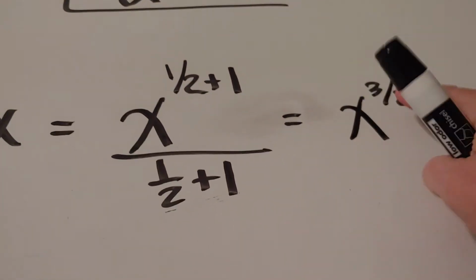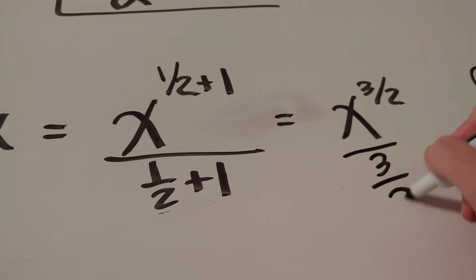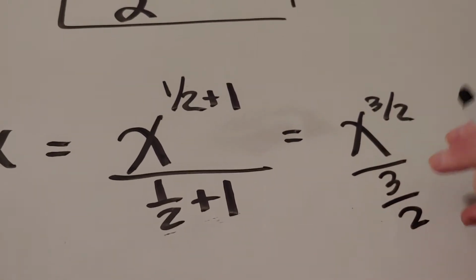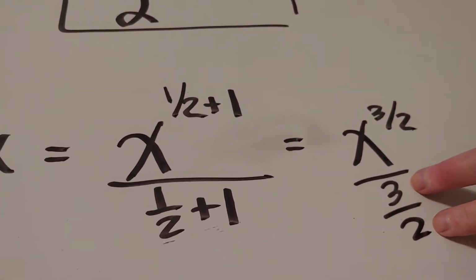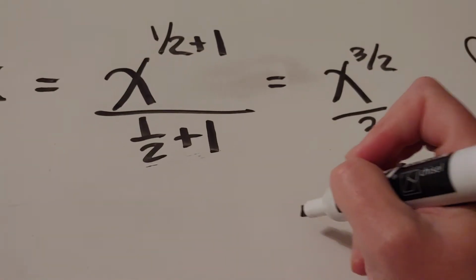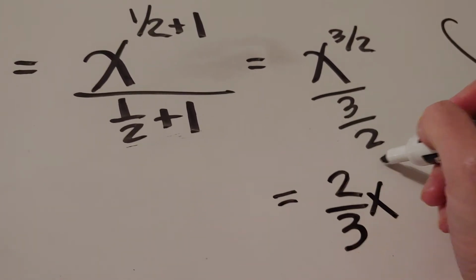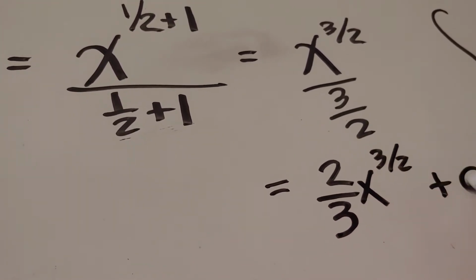Okay, on the bottom, whatever this exponent is what's on the bottom. But if you think about it, fractions on the bottom, you would actually divide by 3/2, meaning you'd multiply by the reciprocal. So what happens is this is going to flip up. So what I would get is 2/3 x to the 3/2, and then, of course, plus c.